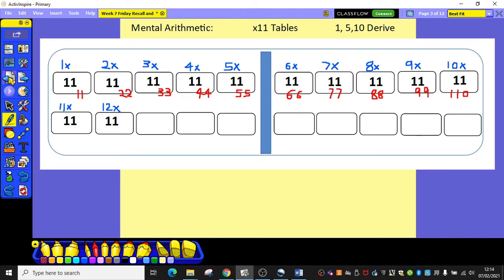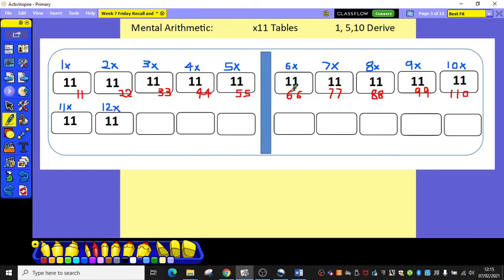So back to our multiplicand board. Now, in terms of the 11 times table, I'm not going to necessarily do the 1, 5, 10 derived because I think there's such a pattern with the 11 times table that we can actually just fill this in. 1 times 11 is 11. 2 times 11 is 22. 3 times 11, 33. And this pattern continues.